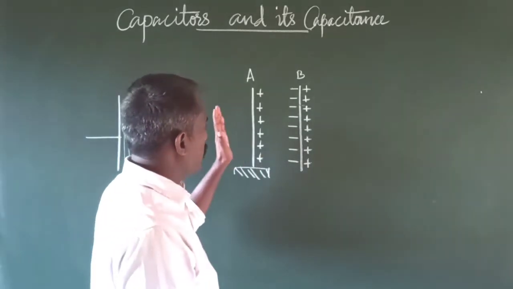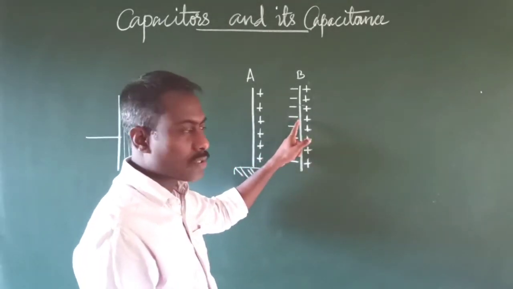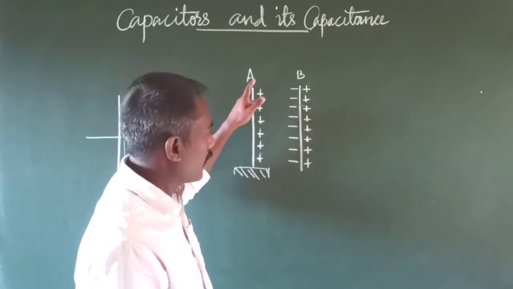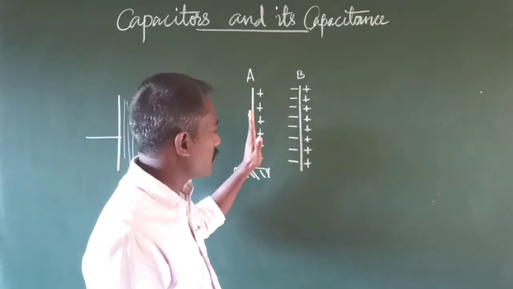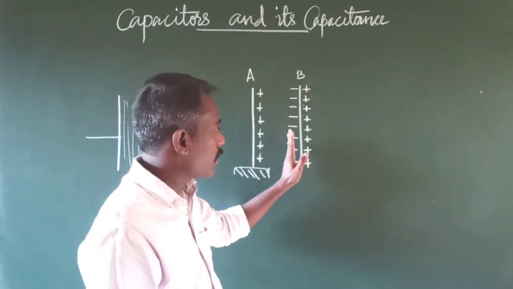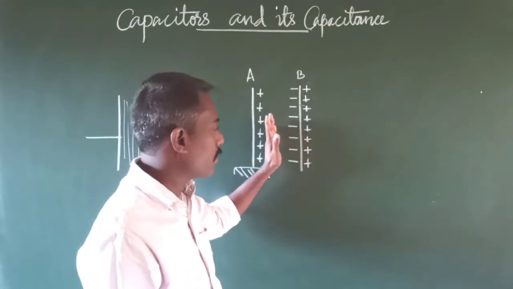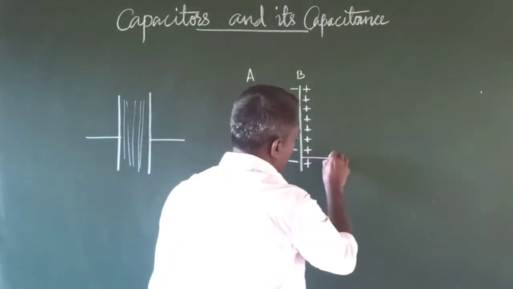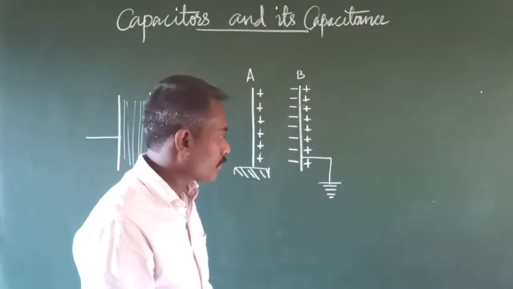Now when conductor B is brought near A, the negative charges, the electrons, will be attracted towards the positive charges in conductor A, and due to repulsion, the positive charges in conductor B will be aligned on the right side of conductor B, and negative charges will be aligned on the left side. When this conductor B is grounded, connected to the ground, what will happen?